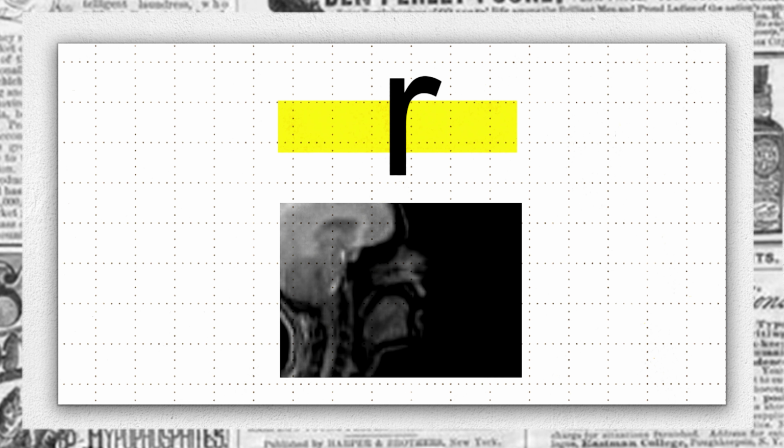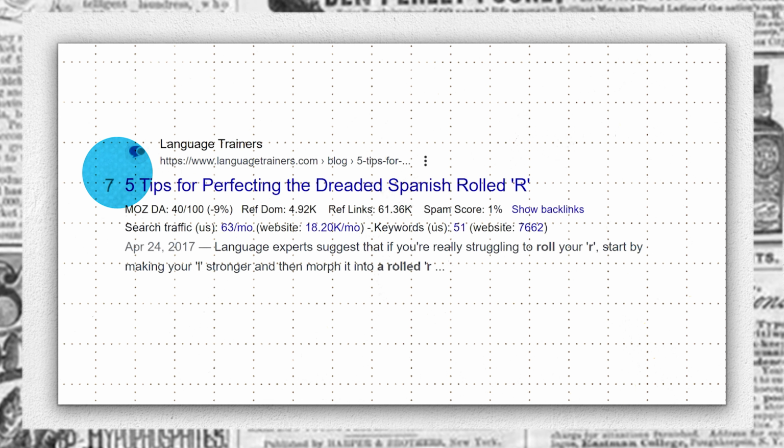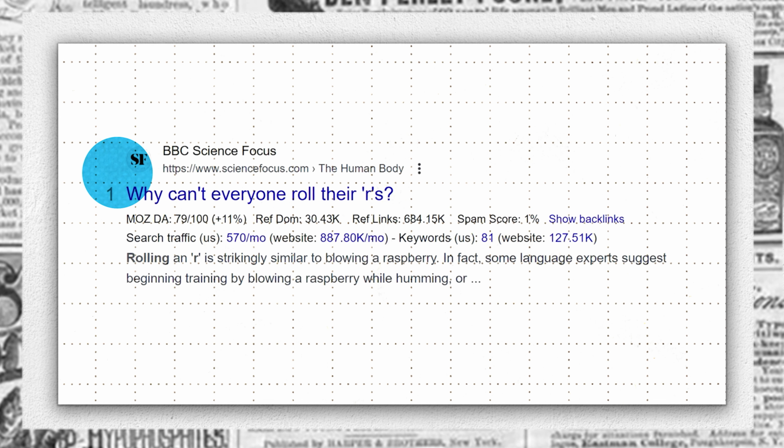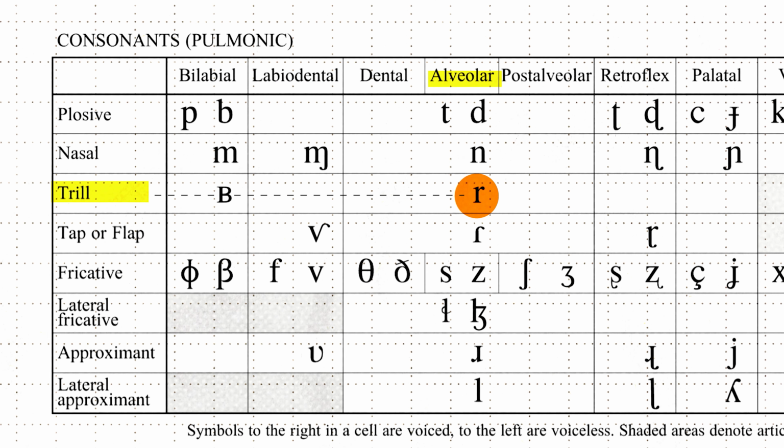This normal-looking shaped R is the second Spanish R, and it sounds like this. It's called the trill or rolled R and is known to be very difficult to pronounce. The official name of this R is the alveolar trill.